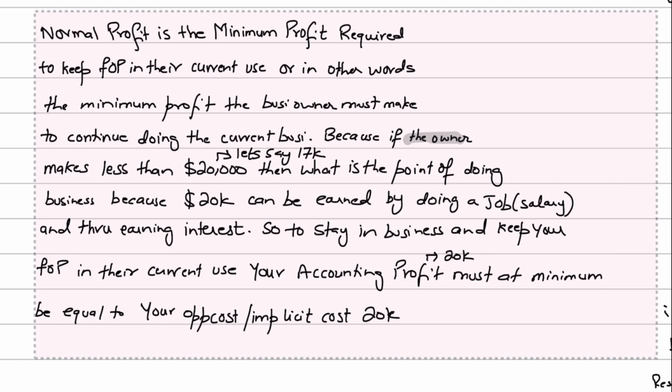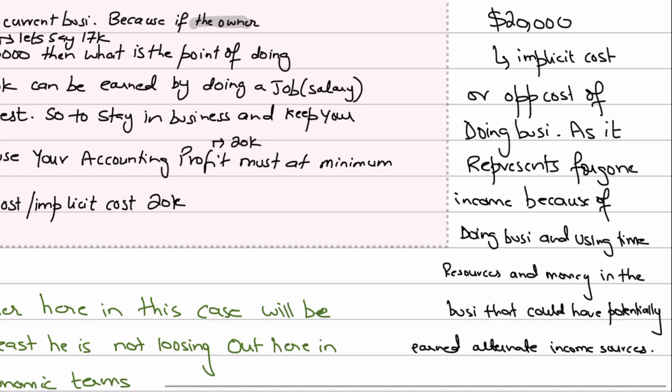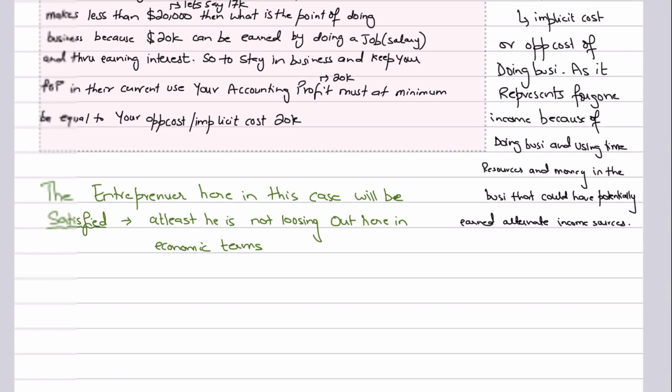And what is the opportunity cost? The benefit foregone. The benefit foregone of doing the business. Right? So 20,000 is basically the implicit cost or the opportunity cost of doing business, because it is representing the foregone income. Because of doing business, whatever income you're foregoing, such as salary and interest income, and you're investing your time and resources and money into the business. So you could have invested that time, money, and resources into potentially earning alternate income sources through maybe rent, interest, salary. In this case, there's no rent, but there is salary and interest that we could have earned.